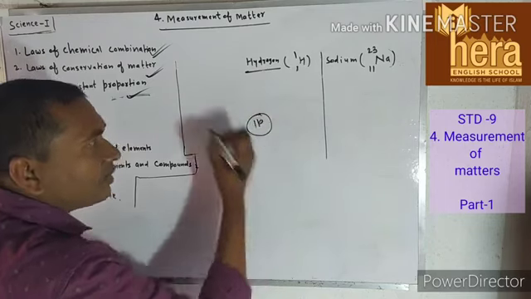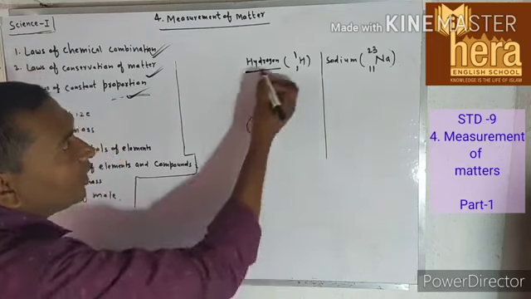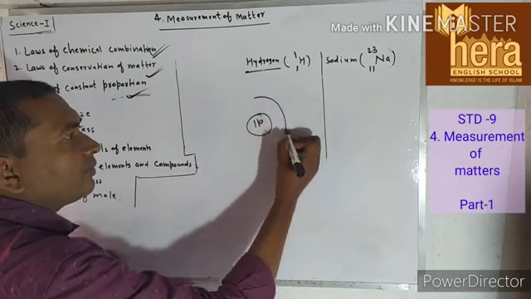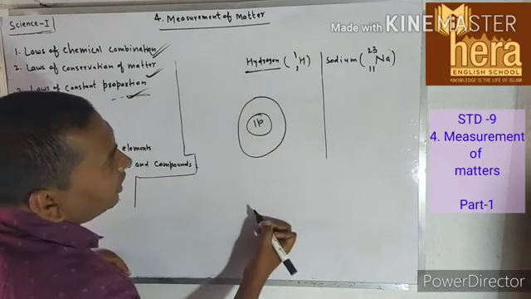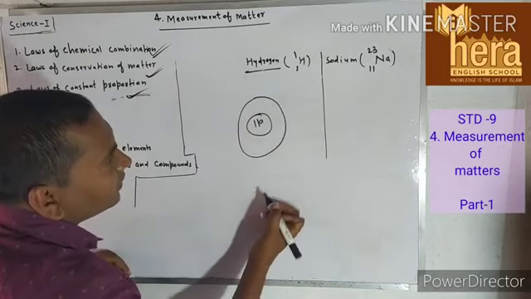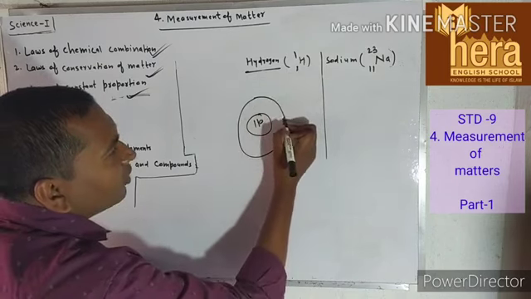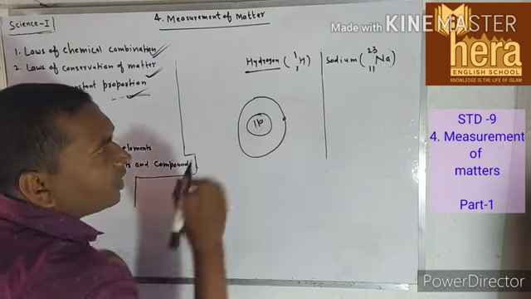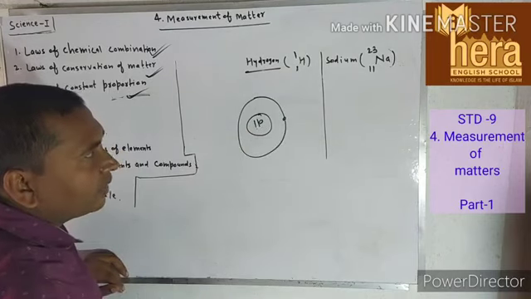This is the nucleus of the hydrogen atom, in which there is only one proton. This is the shell or orbit. Here there is only one electron. It means in the case of hydrogen atoms, there is only one proton and one electron.